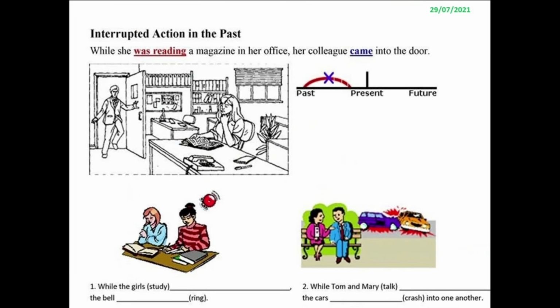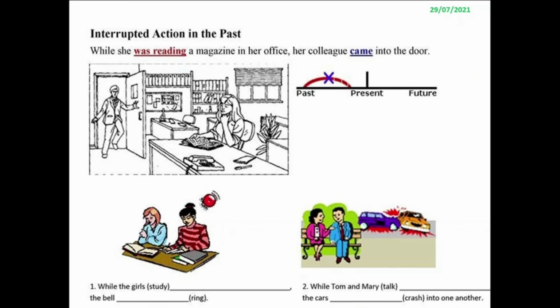I have a few here with pictures. Let us try. Interrupted action in the past. While she was, look at the first image, while she was reading a magazine in her office, her colleague came into the room. Down here we have: while the girls, in brackets study, and the bell, ring. So the sentence should be: while the girls were studying, the bell rang.